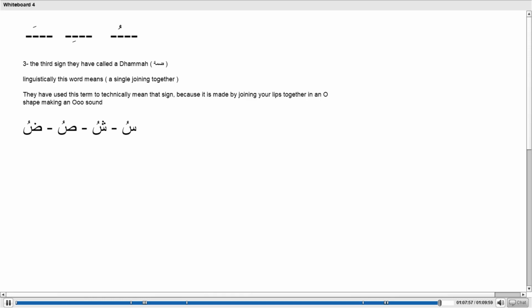Is masdar a root word? Yes. Is a root word the same as root letters? It has the root letters. And every root word has the root letters, and every form should have the root letters. Okay?